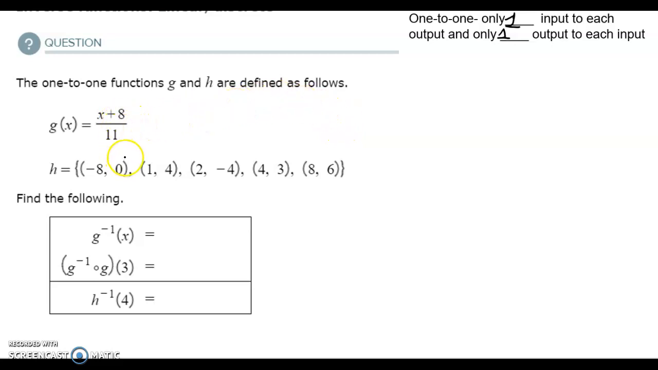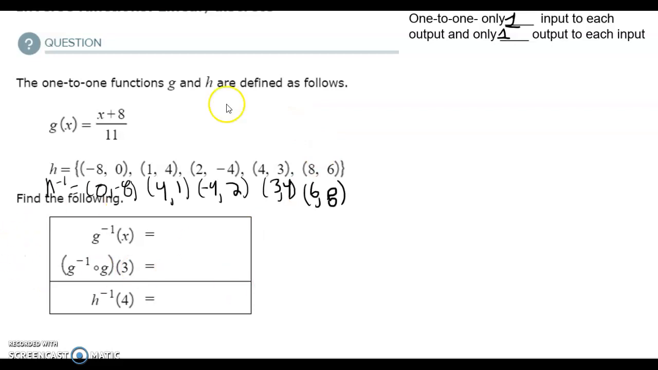So it gives us these two, g and h. Let's start with the inverse of h of 4. So when I input 4 into the inverse of h, first let's find the inverse of h. I want you guys to try to do this on your own because I just did this on the last page. So pause your screen and I want you to switch all of these points, find the inverse.